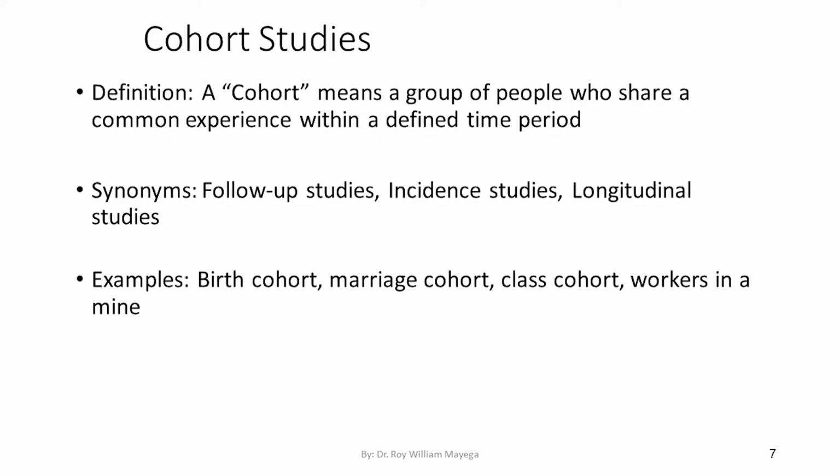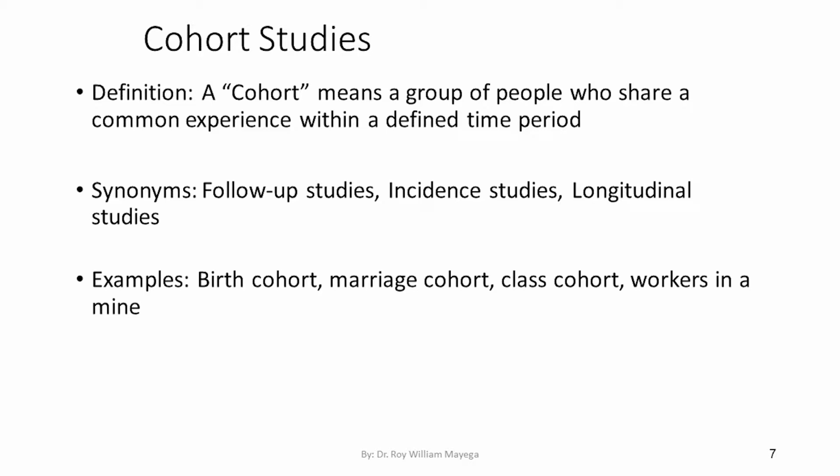What is the definition of a cohort? A cohort means a group of people who share a common experience. Either they live in the same environment, or they stay in the same geographical region, or they share the same school environment, things like that. So a cohort means a group of people who share the same experiences within a defined time period.